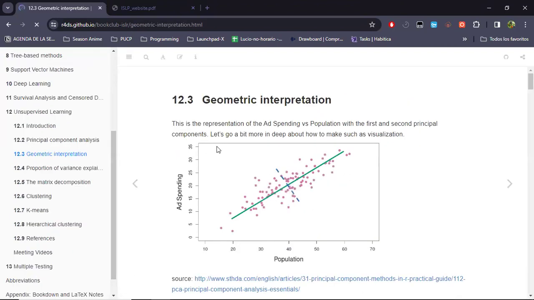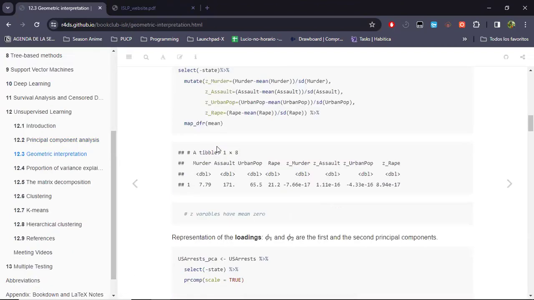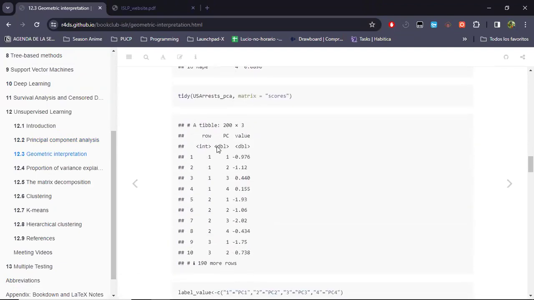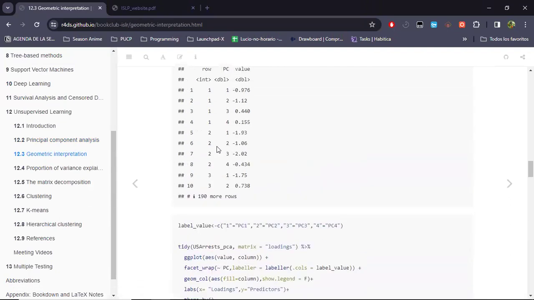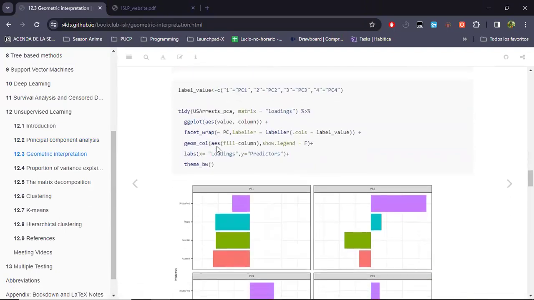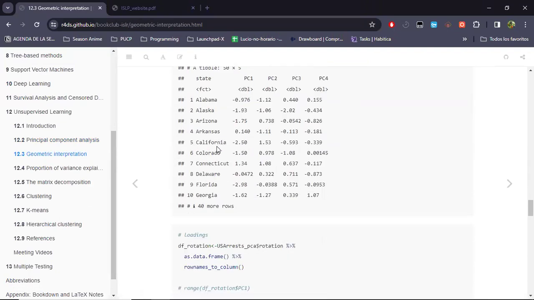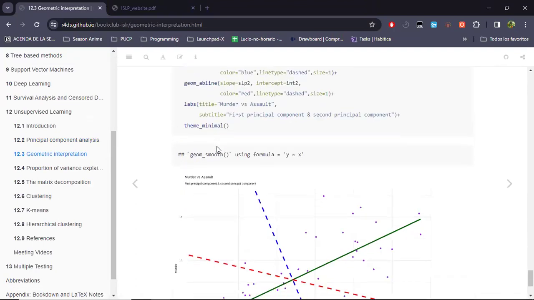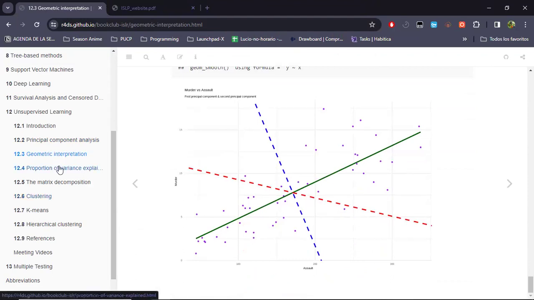Well, and I think that's basically what they also provide in this example of the notes. Yeah, pretty much.